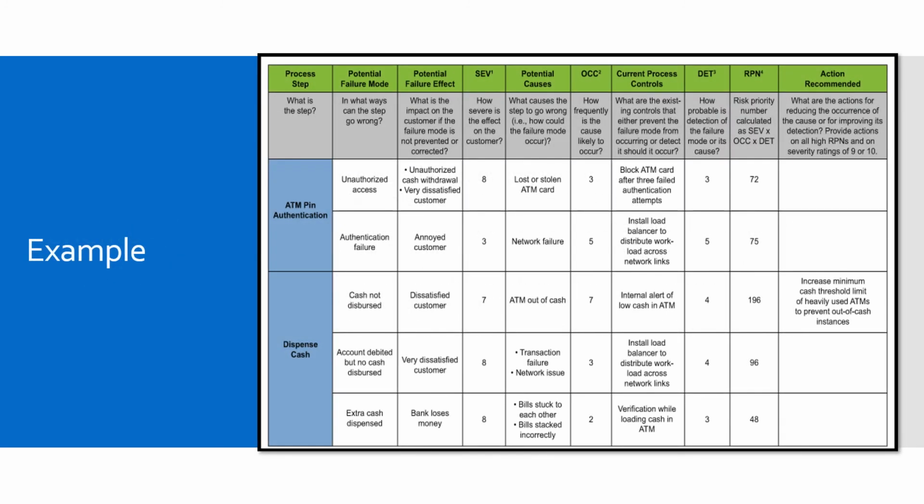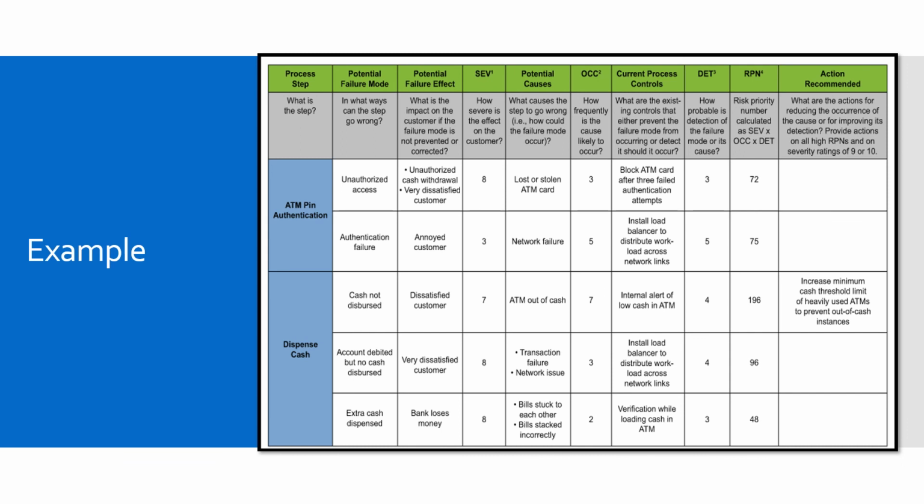Example. In this example we are performing FMEA on ATM machines. The two processes that we will be focusing on are ATM PIN authentication and dispense cash. So according to the first step we will check what can go wrong and write it down. Here we wrote some major problems that could occur in each process. Next, we find the potential failure effects of those major problems and write them down.